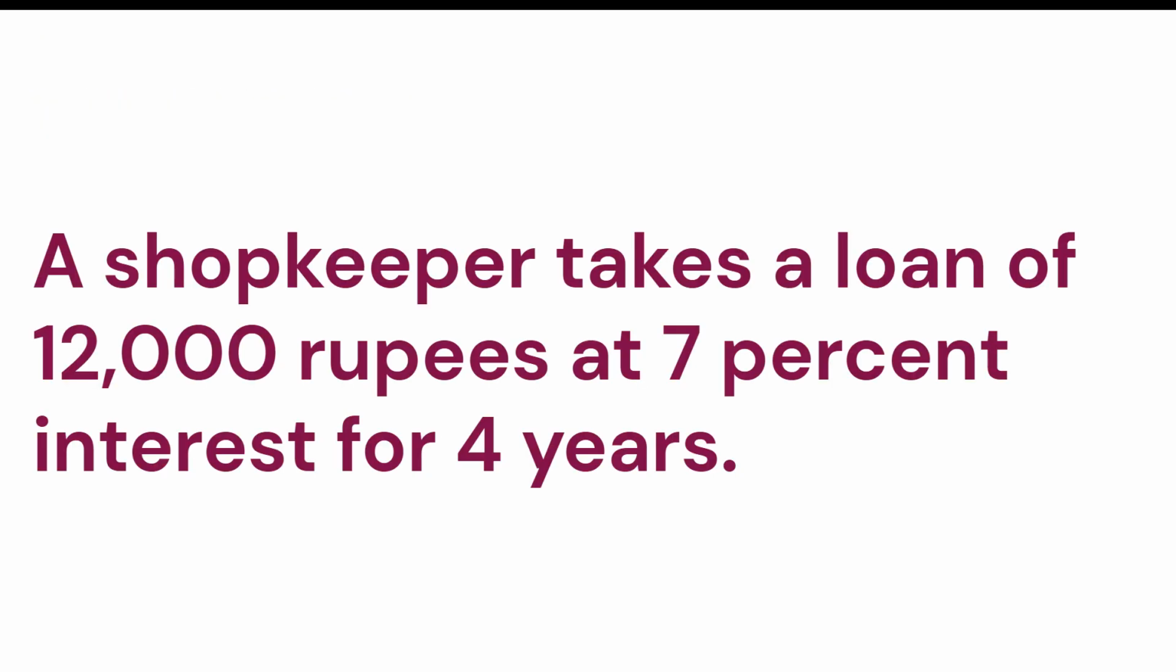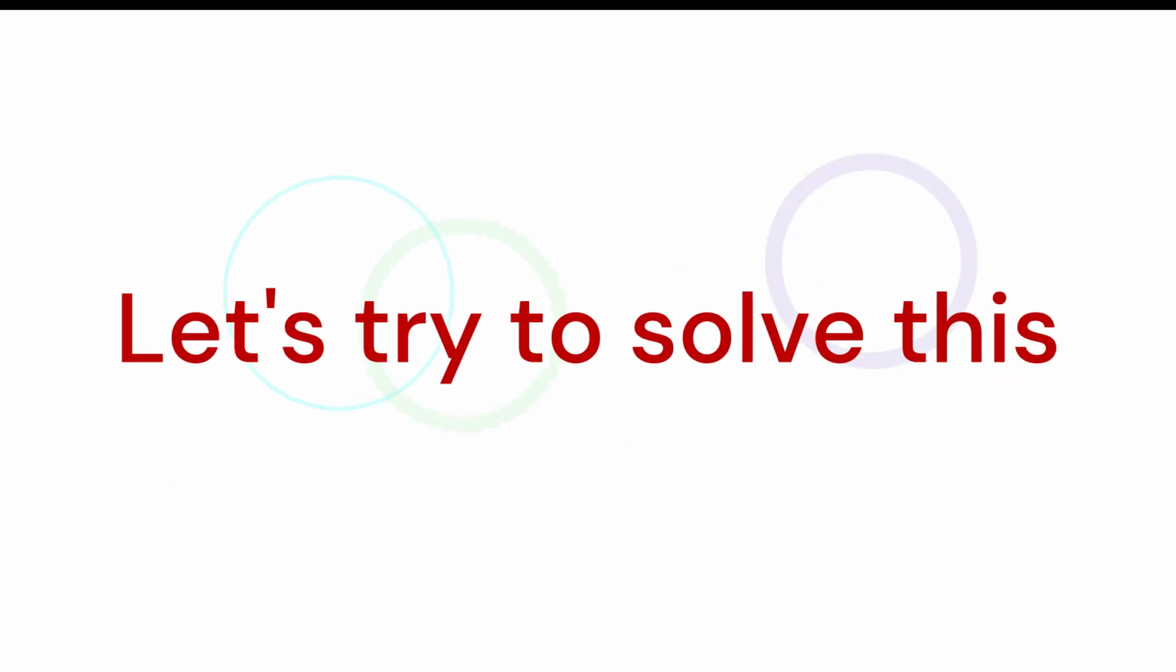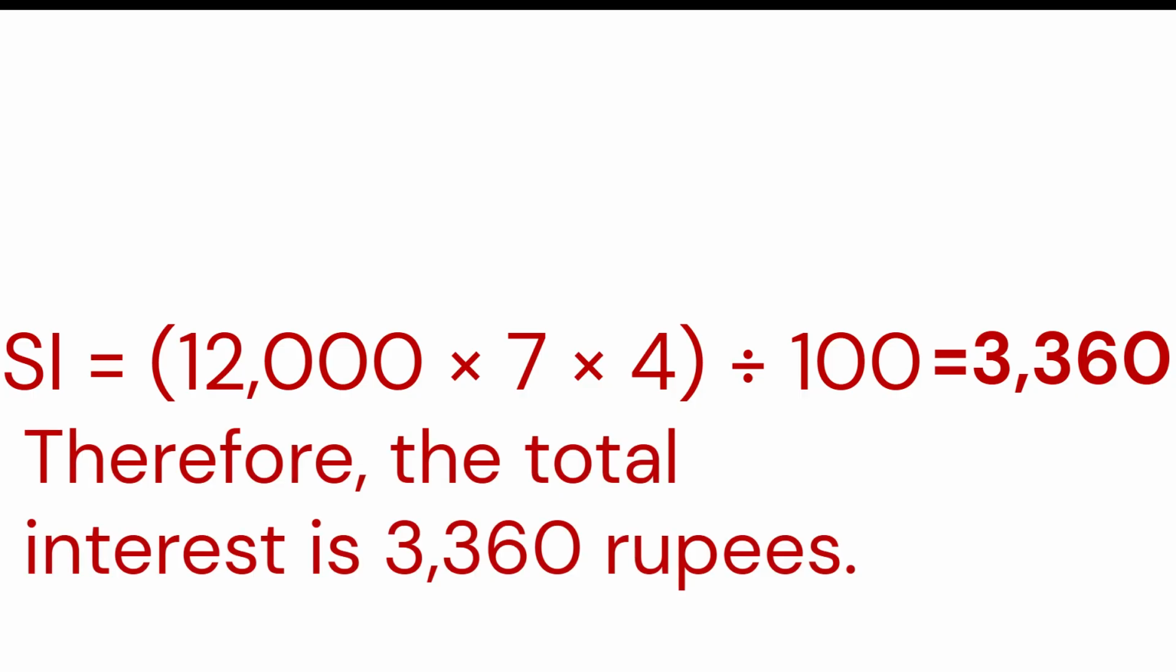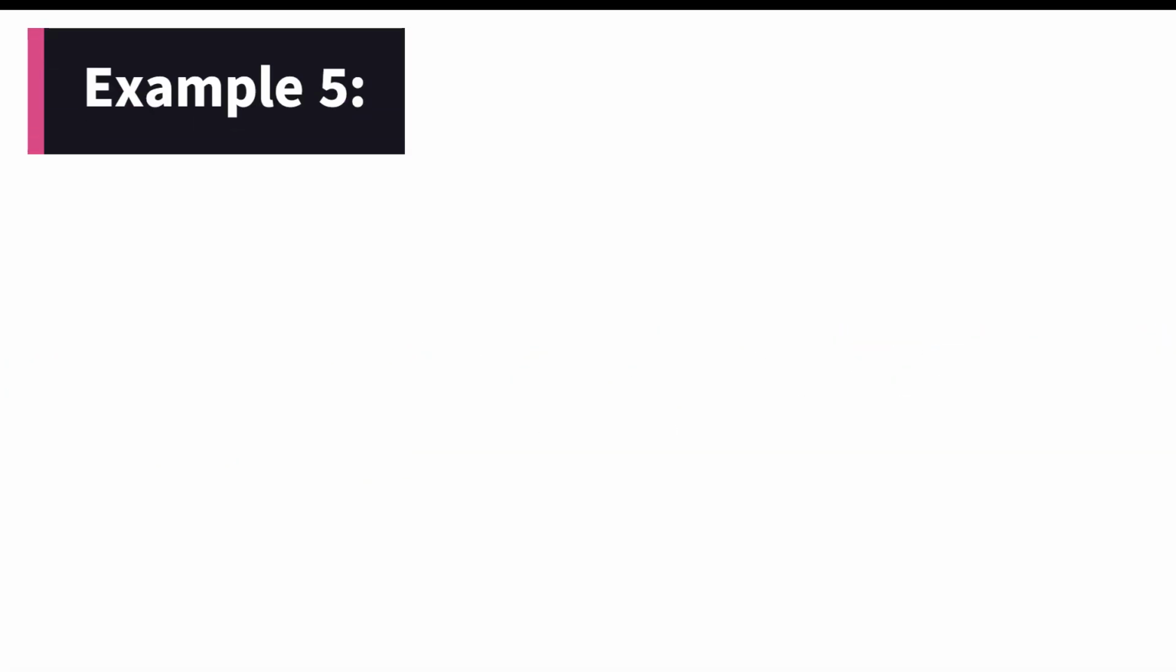Example number 4. A shopkeeper takes a loan of 12,000 rupees at 7% interest for 4 years. Let's try to solve this. SI equals 12,000 times 7 times 4 divided by 100 equals 3,360. Therefore, the total interest is 3,360 rupees.